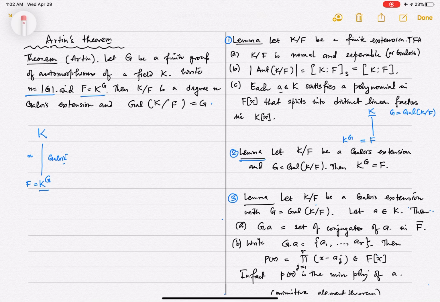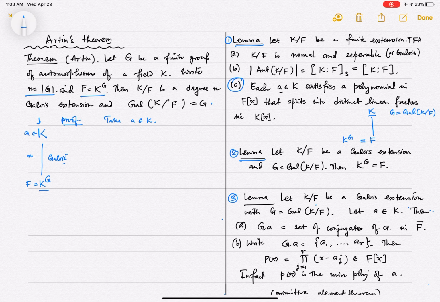Let's see how this goes. The main part of the proof will be to prove that the extension is Galois. And we'll use this criterion C in lemma 1. It says that every element of K satisfies a polynomial in F[x], which when you go to K[x] splits into distinct linear factors. That's how you check that a finite extension is Galois. Well, I don't even know at this point that the extension is finite, but we'll see. So take some a in K, and we want to show that its minimal polynomial in F[x] actually splits into distinct linear factors when I go to K[x].